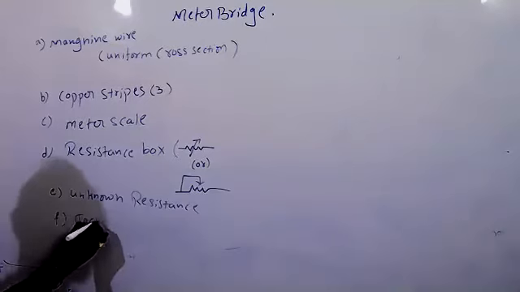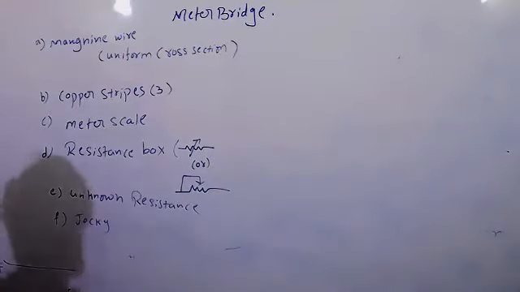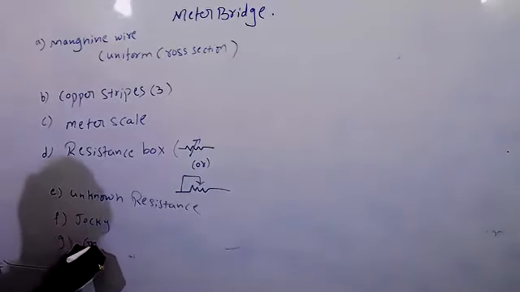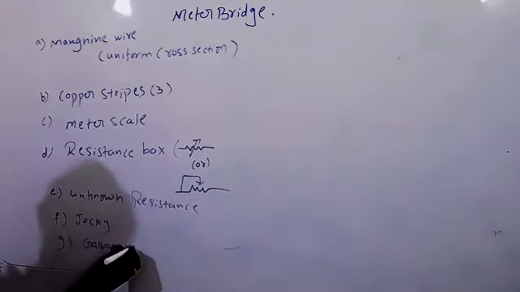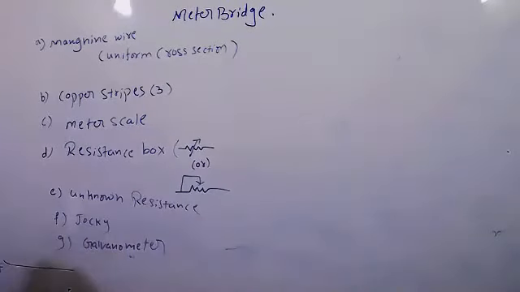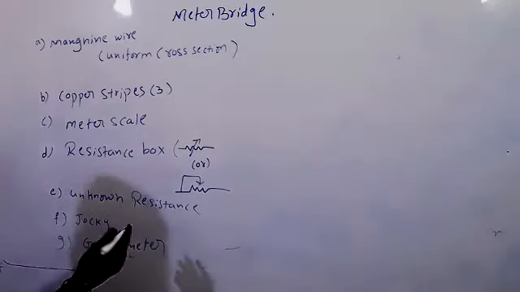Jockey. One jockey we will use. And a galvanometer. What is the use of the galvanometer? Anirudh? It detects a very small current. Very small currents can also be detected. So these are the things we will use.